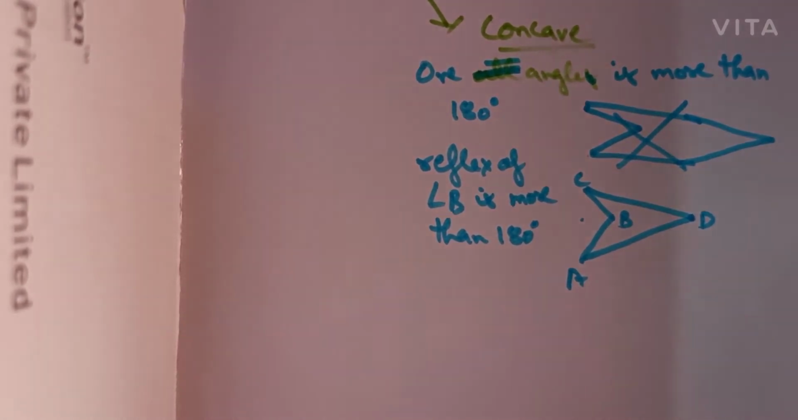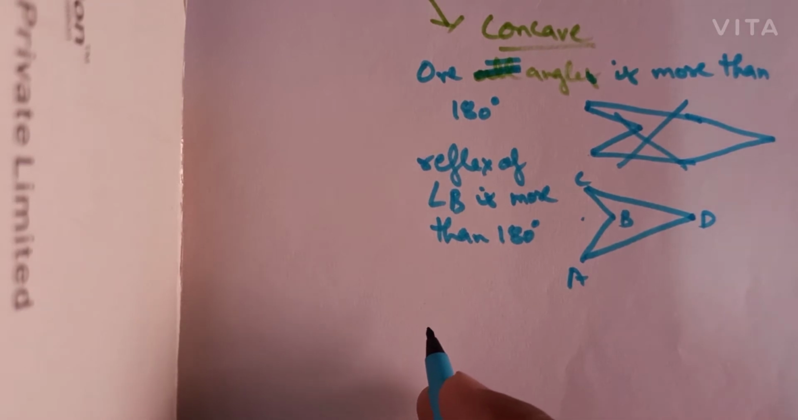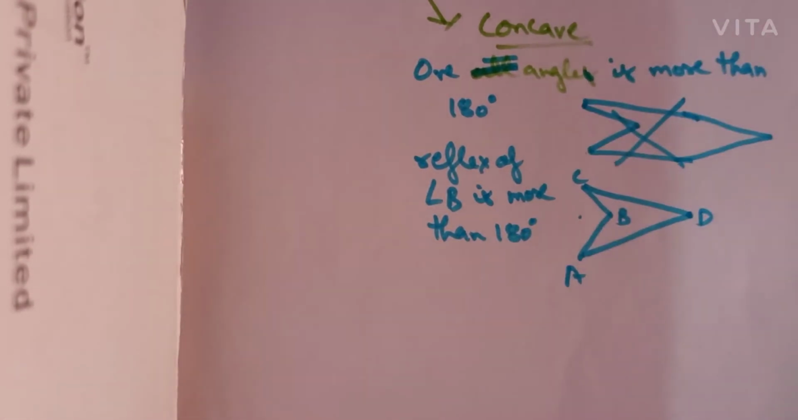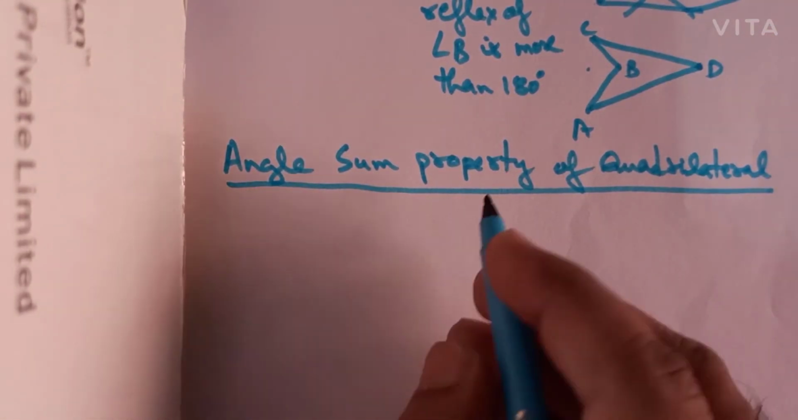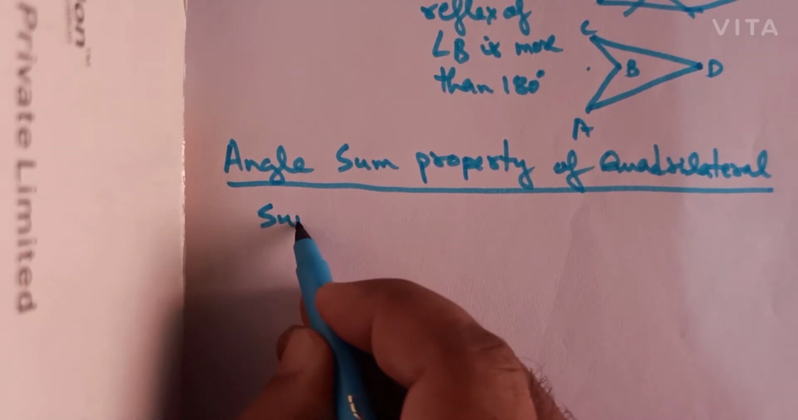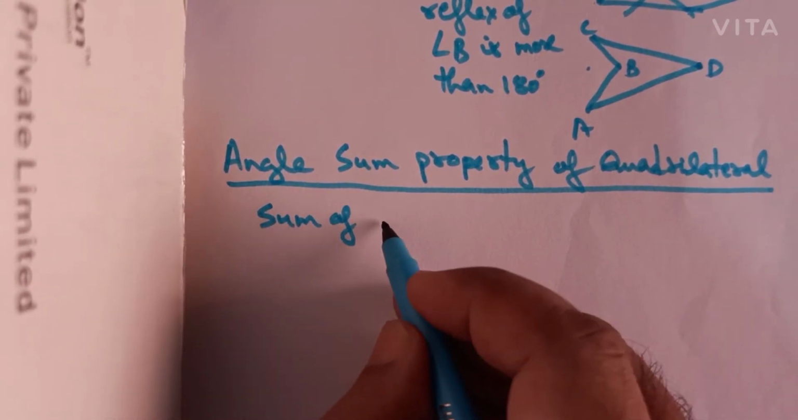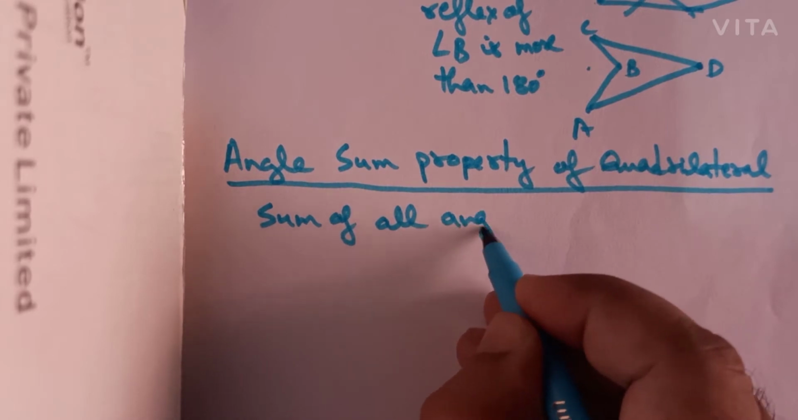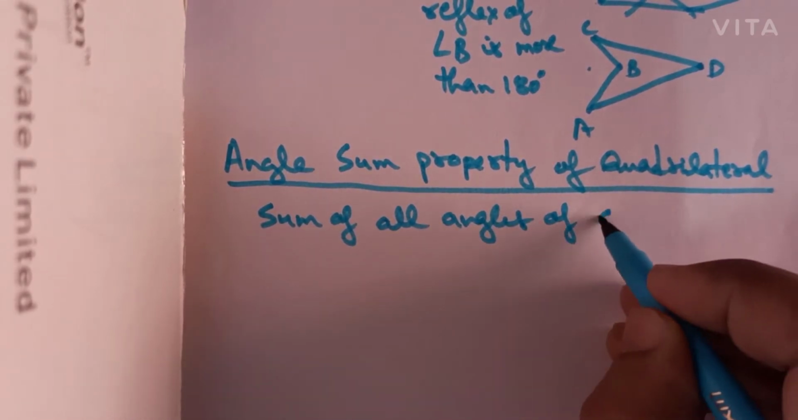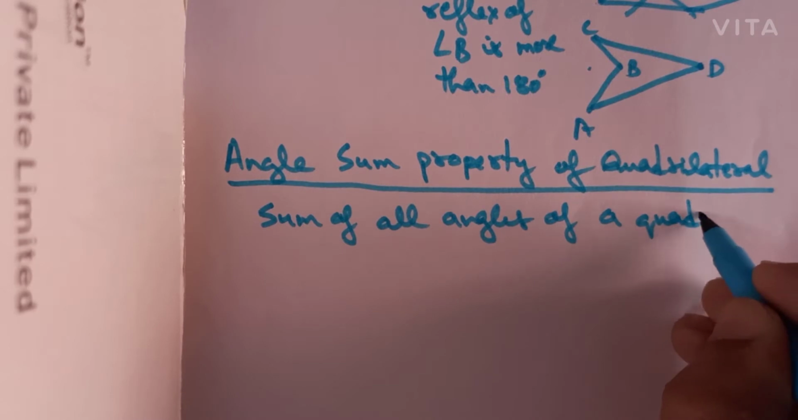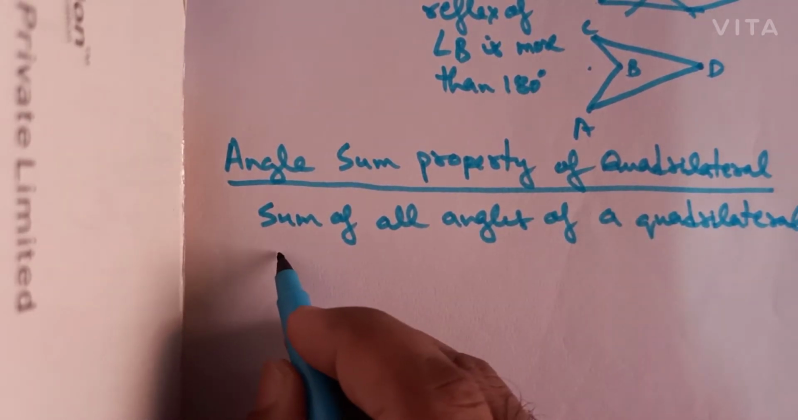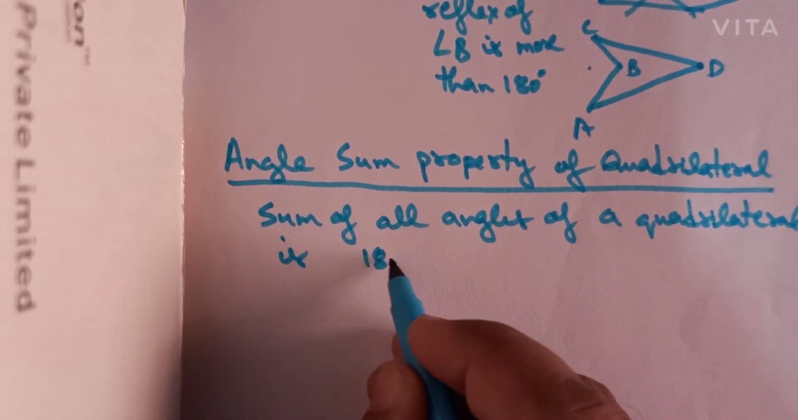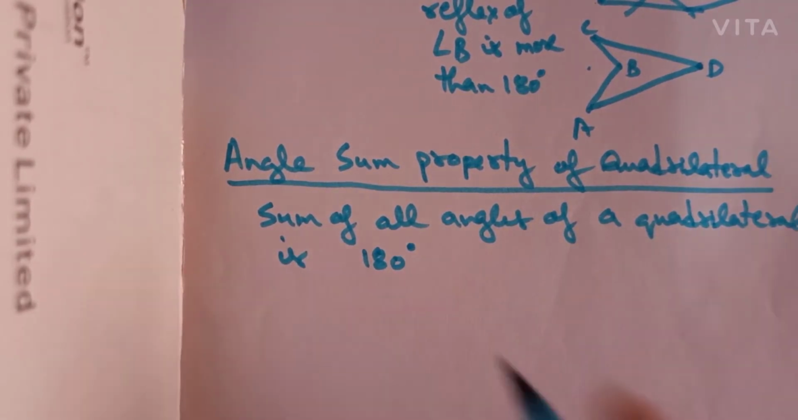Hope this concept is clear. Now one more thing is the angle sum property of a quadrilateral. The angle sum property of a quadrilateral states that the sum of all angles of a quadrilateral is equal to 360 degrees. Let's do one question on this.